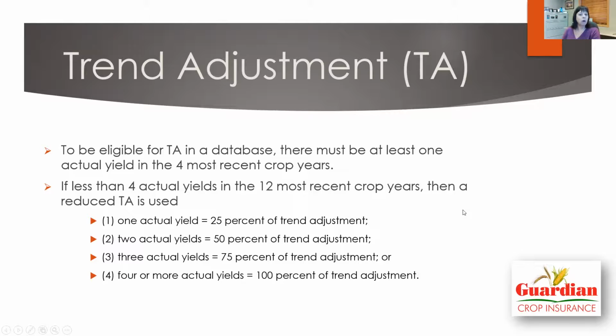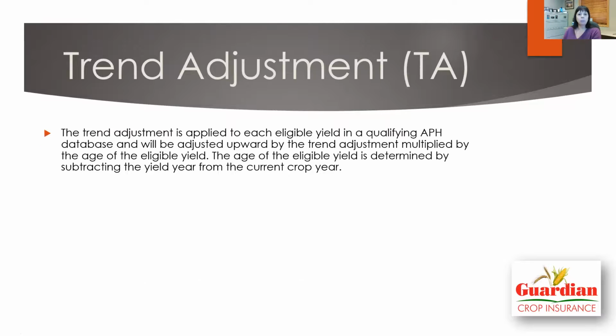If you have 1 actual yield in the last 12 years, you only get to use 25% of the trend adjustment with that actual yield. If you have 2 actual yields, then you get to use 50% of the trend adjustment added to those 2 actual yields. And as you see for 3 and 4, 3 years is 75%. And once you have 4 or more actual yields, you get the full effects of the trend adjustment for your actual yields that you have in there.